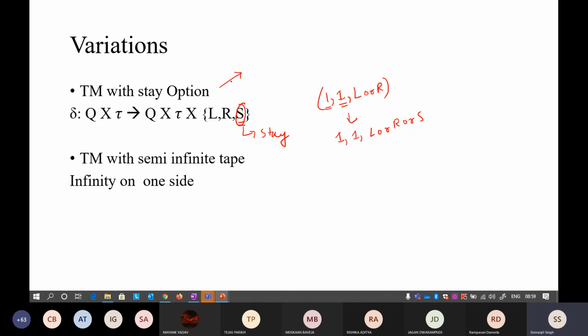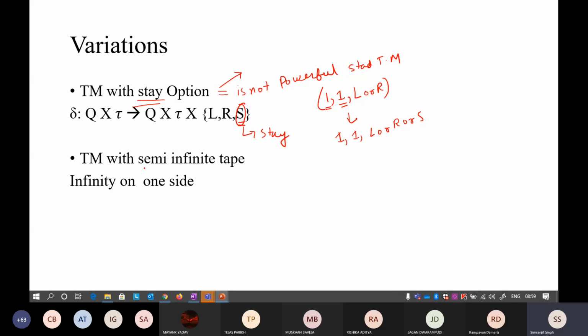Again, this Turing machine with stay option is not more powerful than the standard Turing machine. It is equivalent to the standard Turing machine. Even though it has an extra option, it is not more powerful than the standard Turing machine.